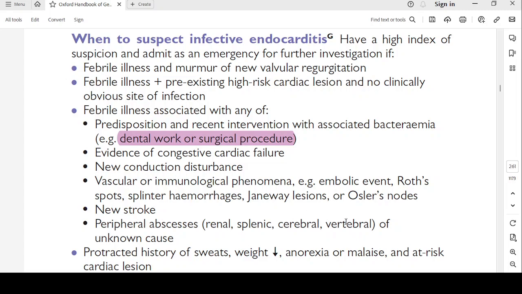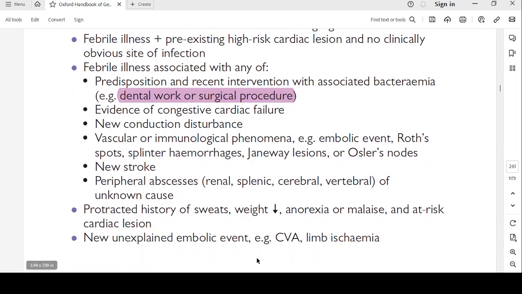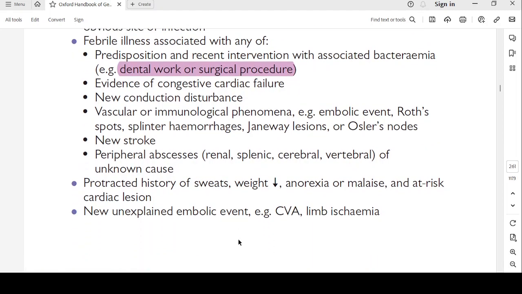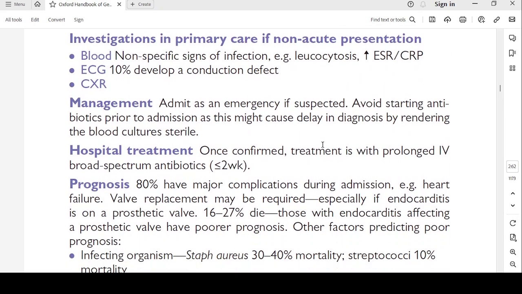cerebral or vertebral abscess of unknown cause, protracted history of sweats, weight loss, anorexia, malaise, and at risk of cardiac lesion, new unexplained embolic event like CVA or limb ischemia. Investigations in primary care if non-acute presentation. First, you have to do a blood test: non-specific signs of infection like leukocytosis, increased ESR or CRP. ECG: 10% develop a conduction defect. Also see chest X-ray.